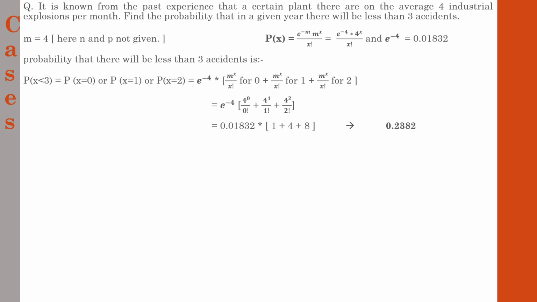So in the question you are asked to find the probability that in a given year there will be less than 3 accidents. So the probability of occurrence of less than 3 accidents in the particular plant, whatever the concern it is, is 0.2382. Or we can simplify it as 0.2 or 0.24, like that. So this is how you have to deal with a Poisson distribution situation.